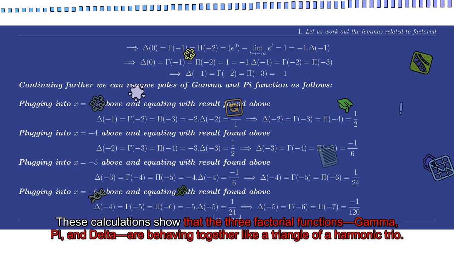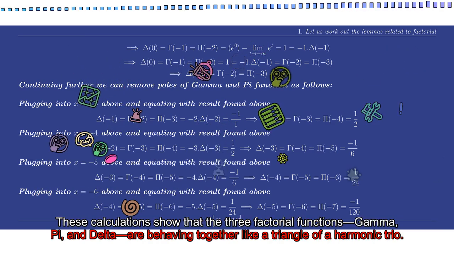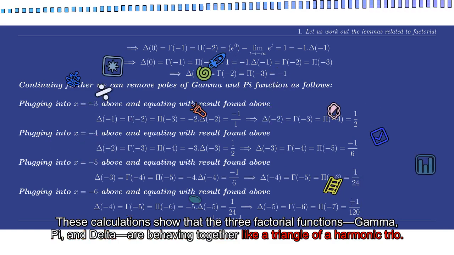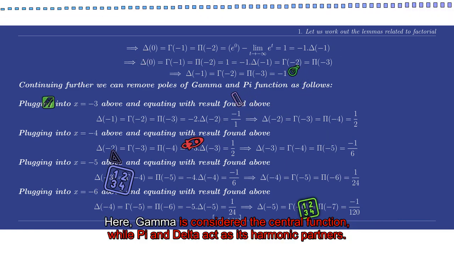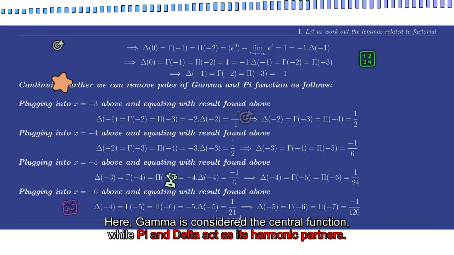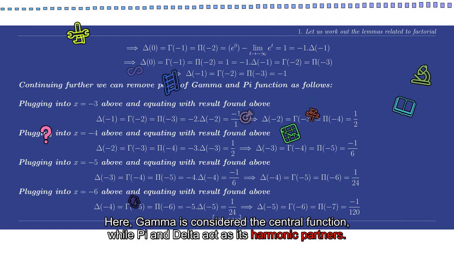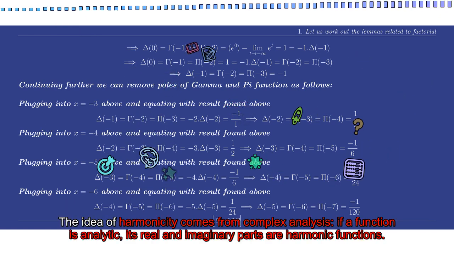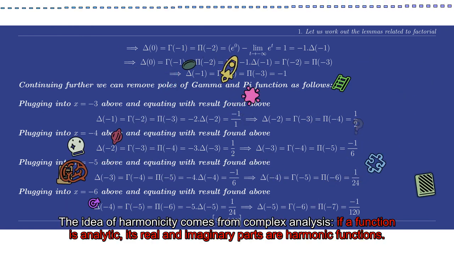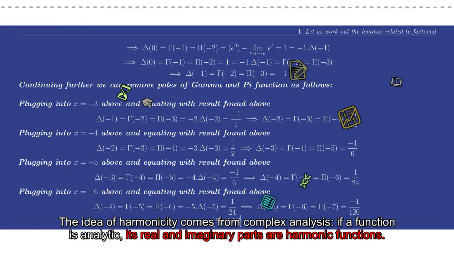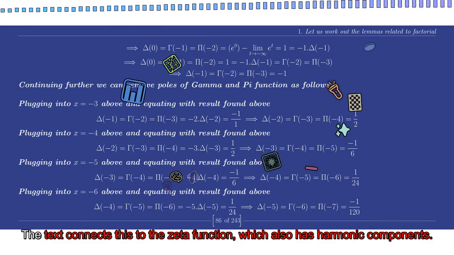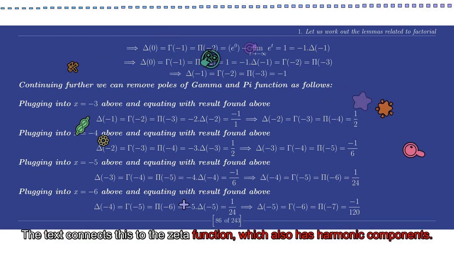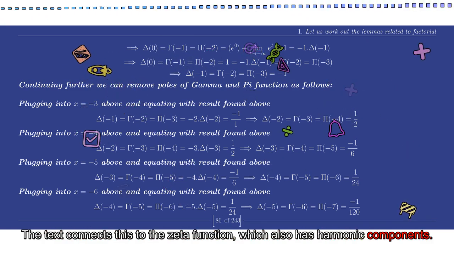These calculations show that the three factorial functions gamma, pi, and delta are behaving together like a triangle of a harmonic trio. Here, gamma is considered the central function, while pi and delta act as its harmonic partners. The idea of harmonicity comes from complex analysis. If a function is analytic, its real and imaginary parts are harmonic functions. The text connects this to the zeta function, which also has harmonic components.